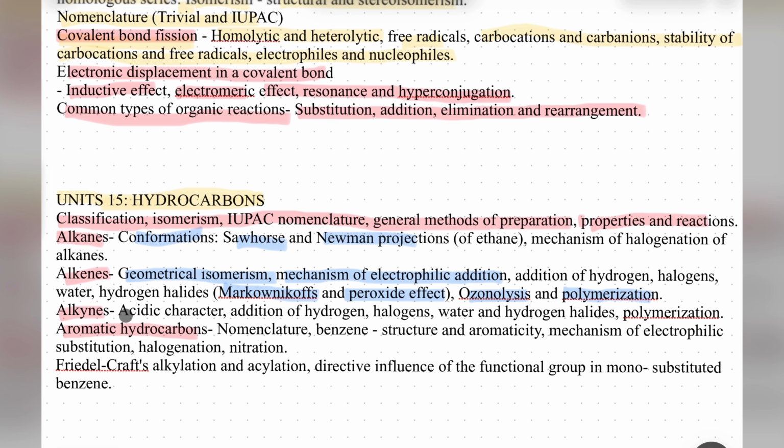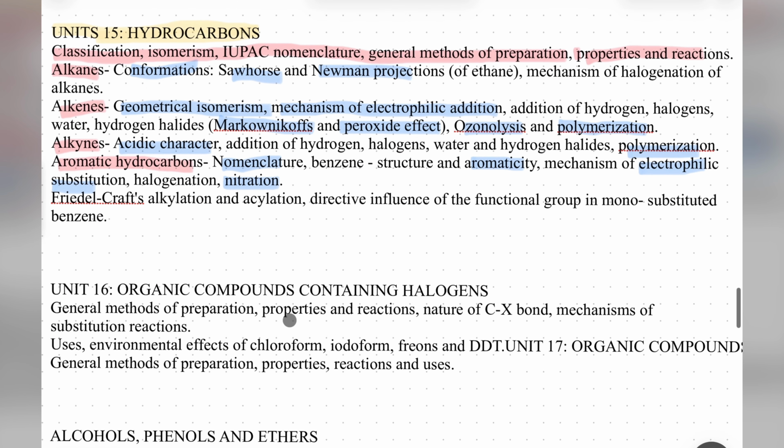Clear sense. That is here alkynes, acidic nature of alkynes, all addition reactions are given. Polymerization here also given, right? Then benzene, nomenclature of benzene, structure, aromaticity. This is important, right? Electrophilic substitution reactions, that is halogenation and nitration, sulfonation, Friedel-Crafts alkylation, especially acylation, and directive influence of functional group. Okay, different functional groups on monosubstituted benzene, how it behaves, right?